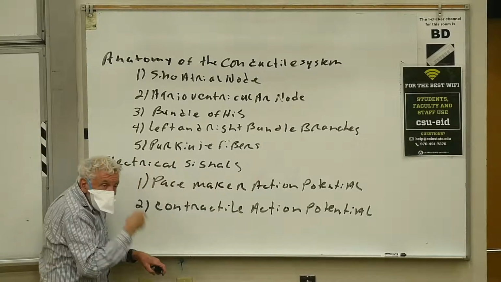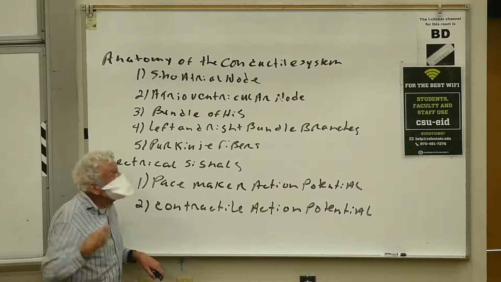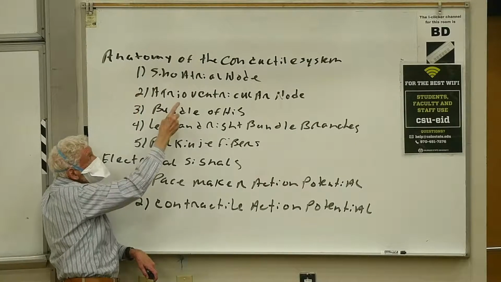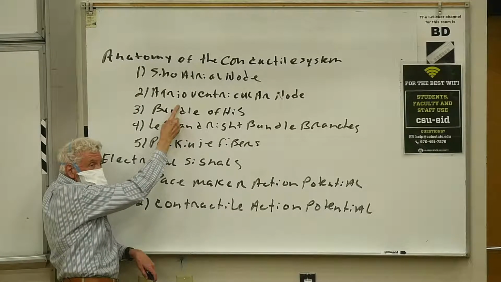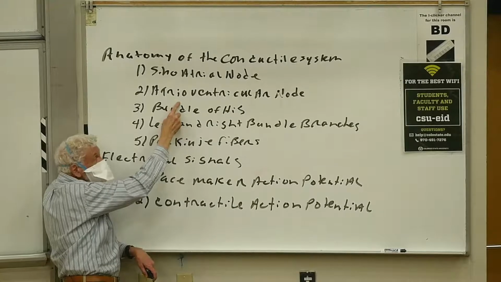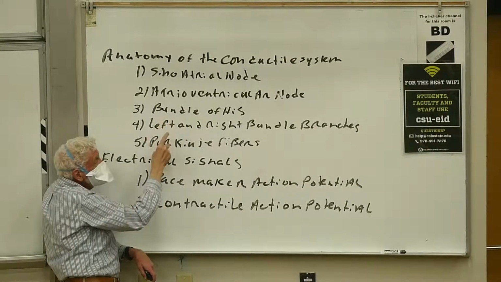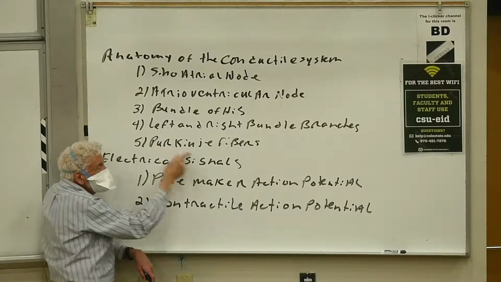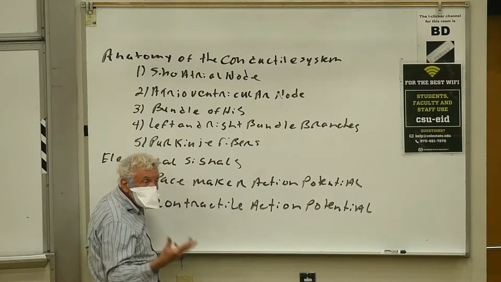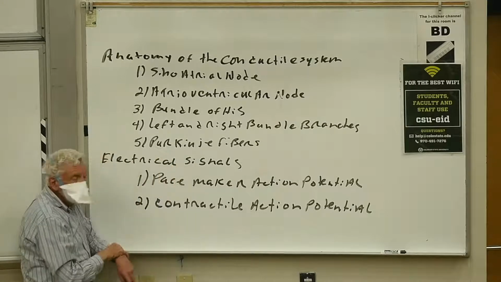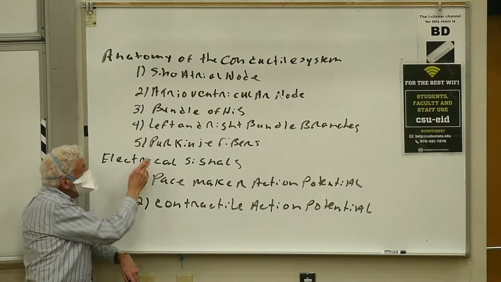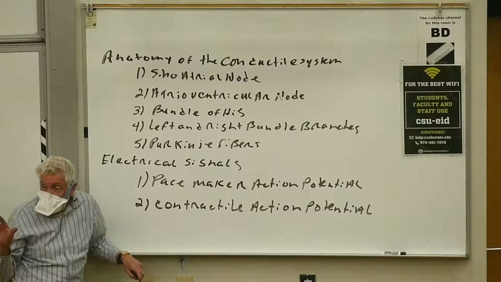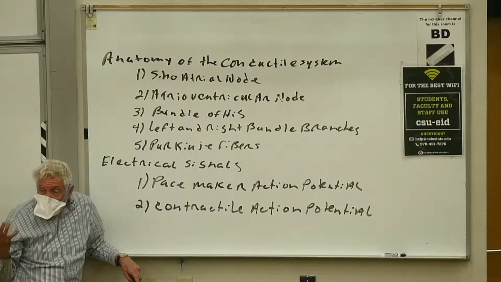So we're going to follow the electrical signals. The electrical signals will be initiated in the sinoatrial node. They'll propagate to the atrioventricular node. They'll be regenerated in the atrioventricular node, propagate to the bundle of His, to the left and right bundle branches, finally reaching the Purkinje fibers, which are the characters that are going to deliver the electrical signal to the contractile cells.